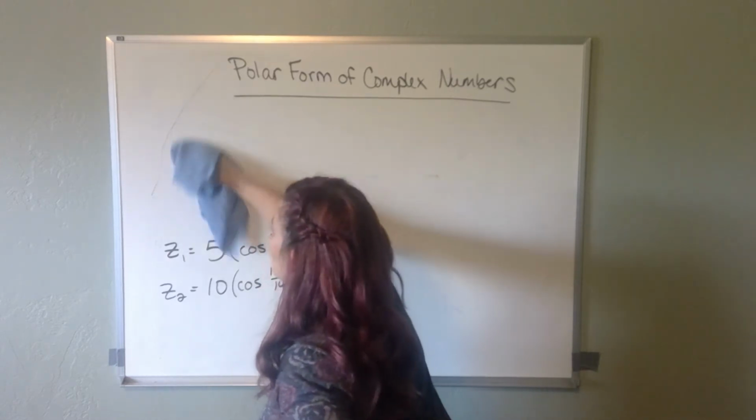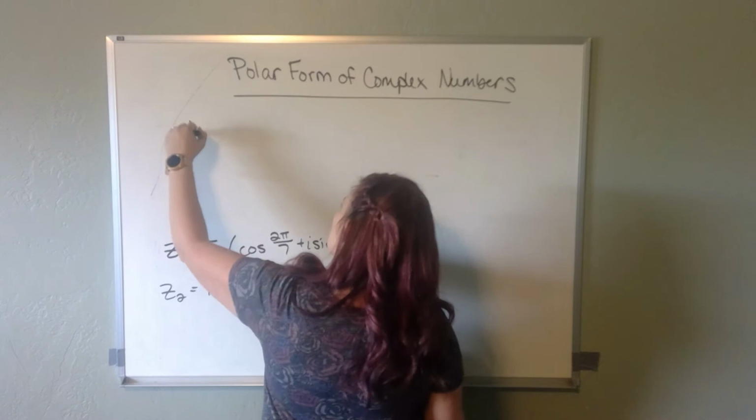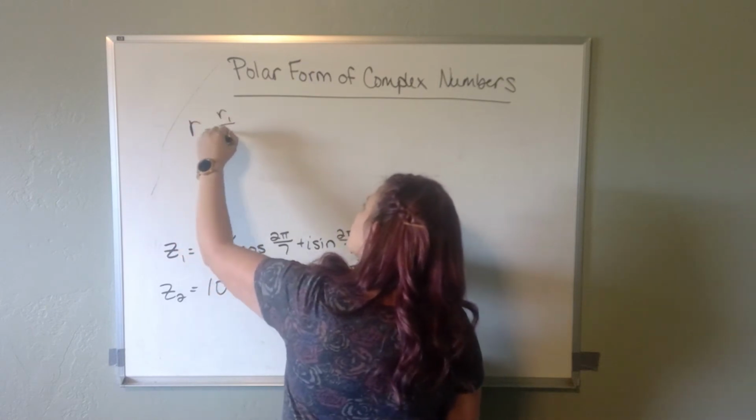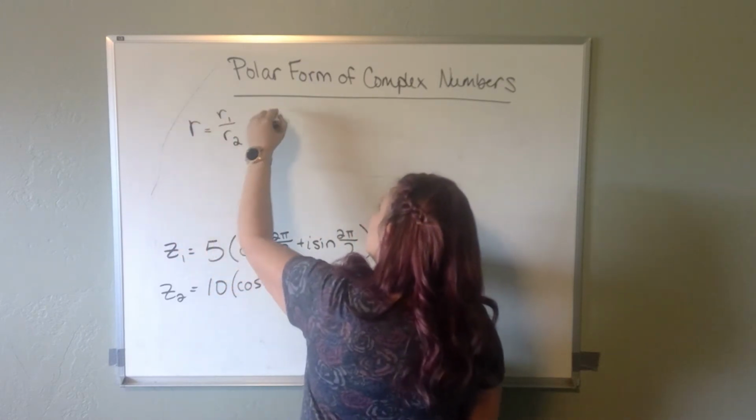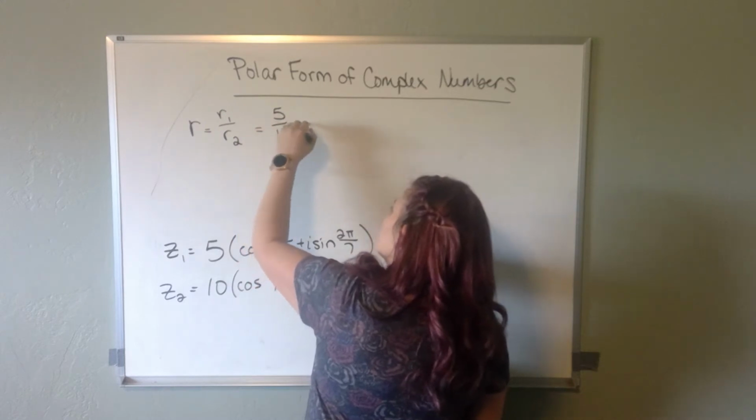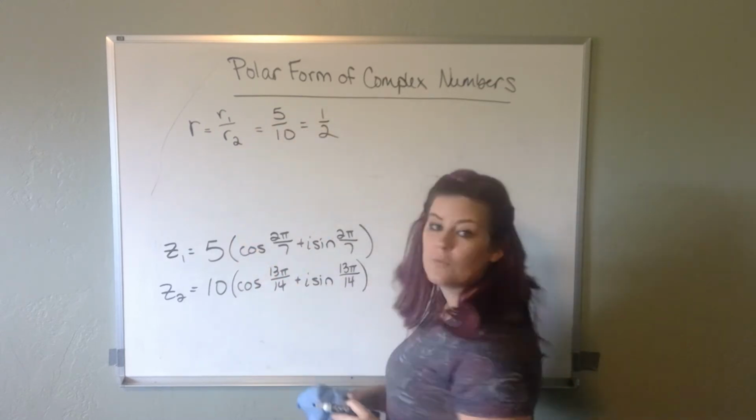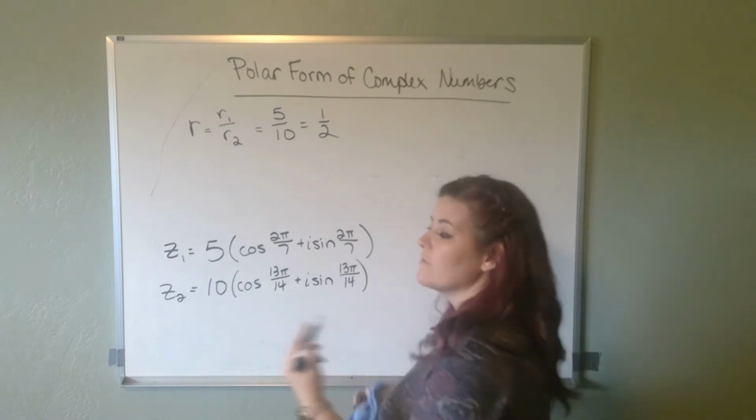So let's find our new R. Remember, our new R is going to be R1 divided by R2. So 5 over 10, let's reduce that. Let's call it 1/2. So that's your new R. Let's find your new theta.